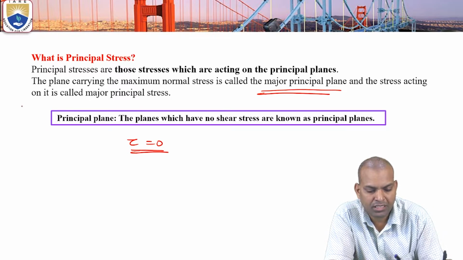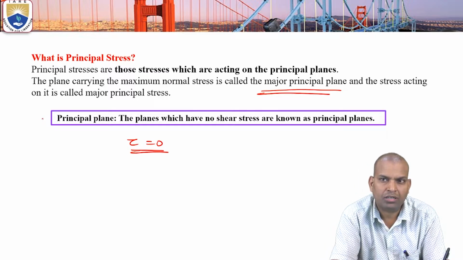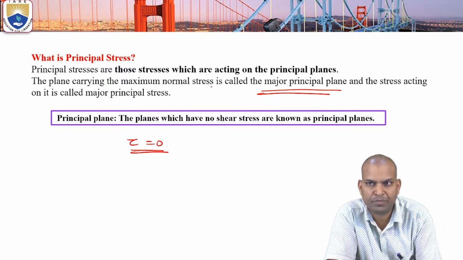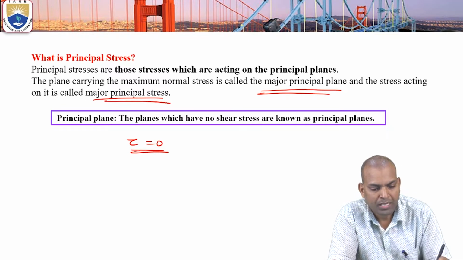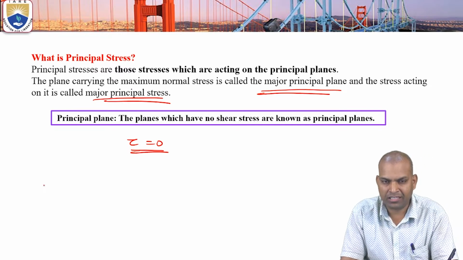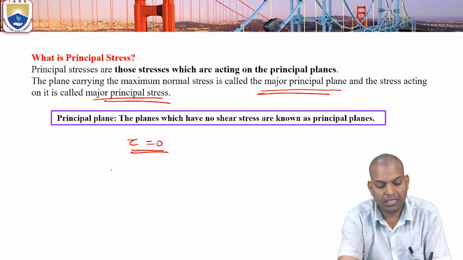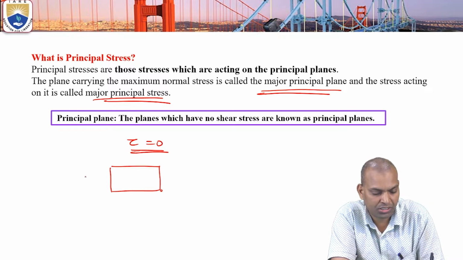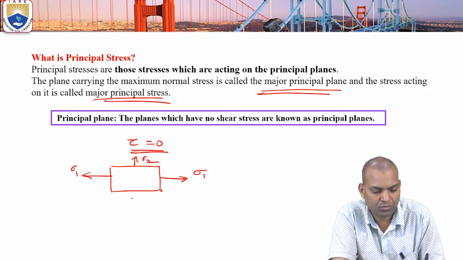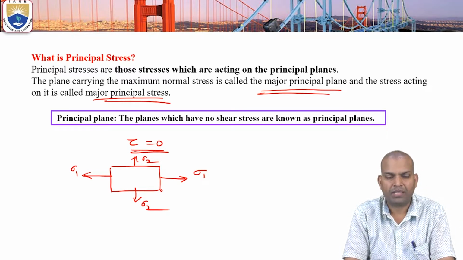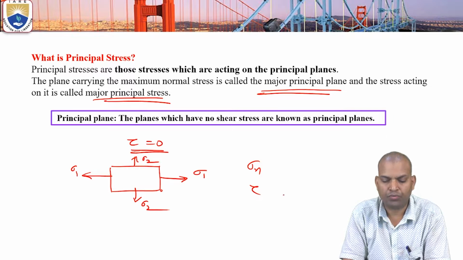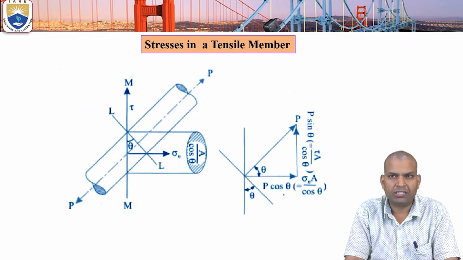Now here the plane carrying the major normal stress is called the major principal plane, and the stress acting on it is called the major principal stress. There are different cases to study. Generally, in order to study these principal stresses, the normal stress sigma 1 acts in the x-axis and sigma 2 in the y direction. If you turn by some angle theta, we are going to calculate sigma n and tau. That is case study 1.